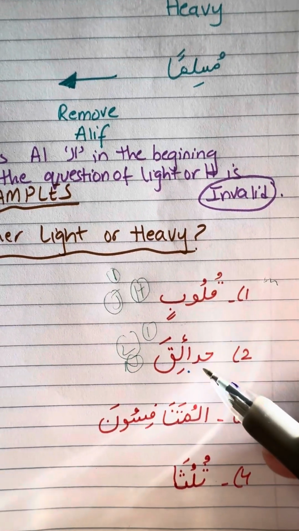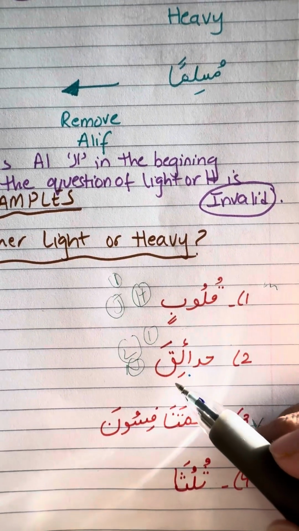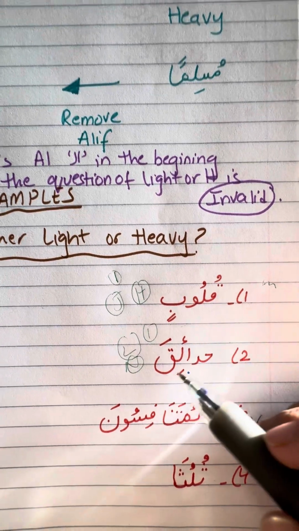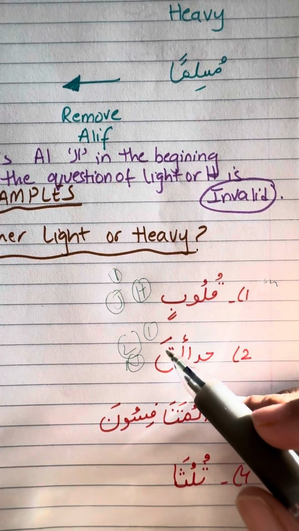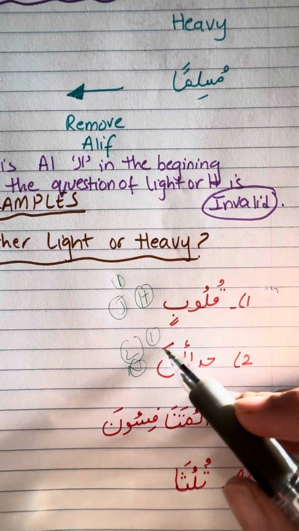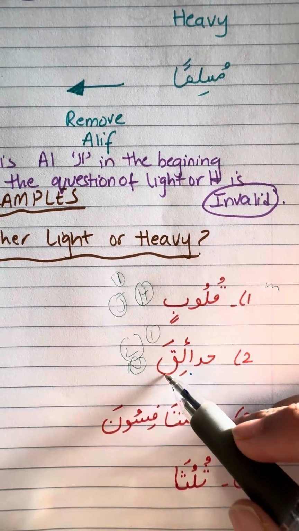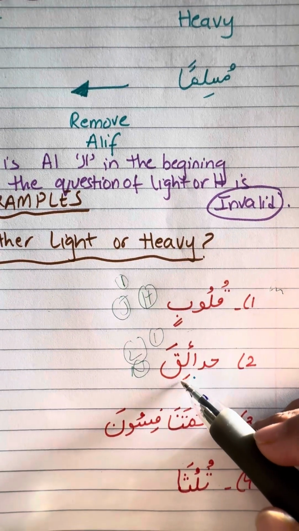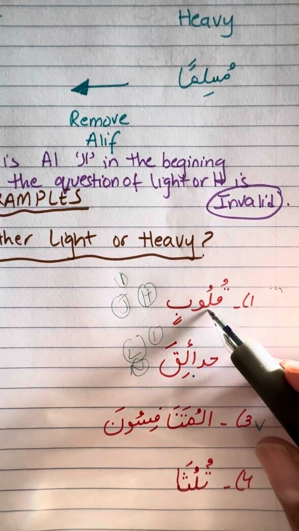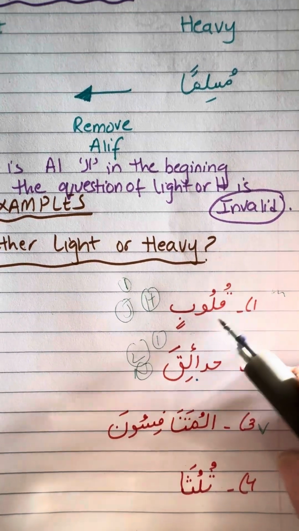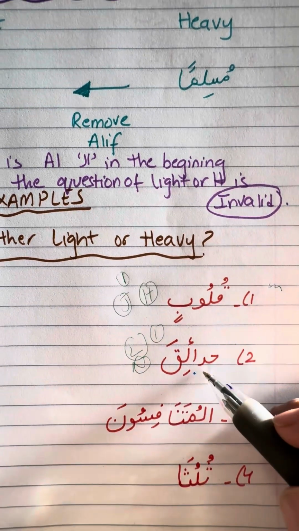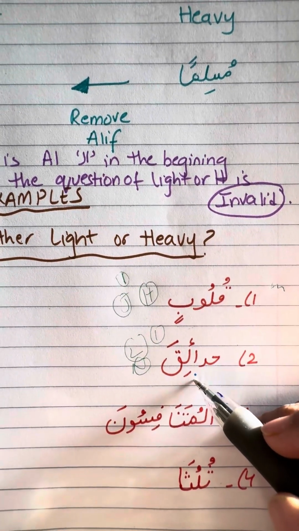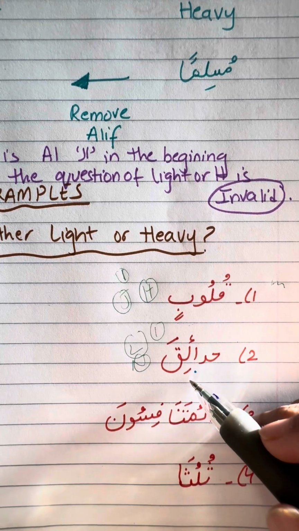The next word is hadaika. With hadaika, we see that it doesn't show any combination, and the tanween is not there, so that means it's a light version of hadaikan. The heavy version would be hadaikan, and the light version is hadaika. Over here also the light version would be kulubi, and the heavy version is kulubin. Similarly, this is the light version hadaika, and the heavy version would be hadaikan.